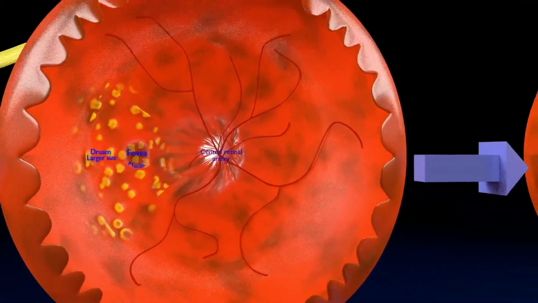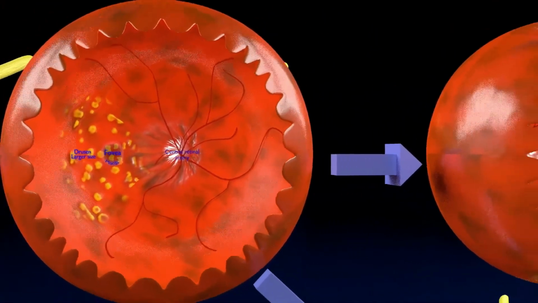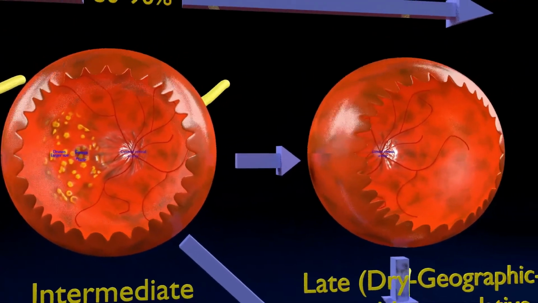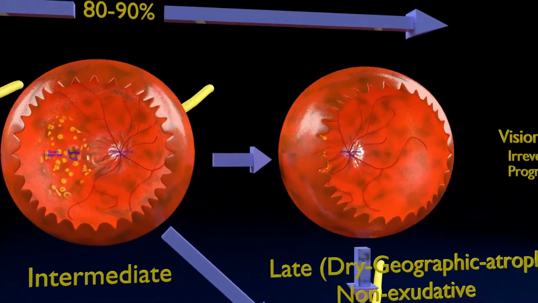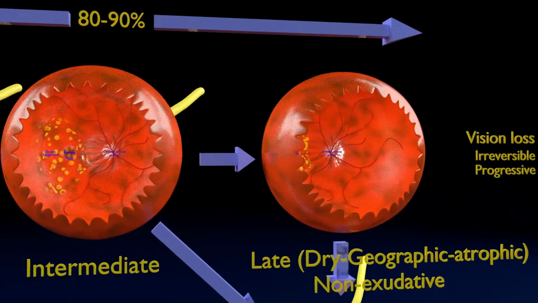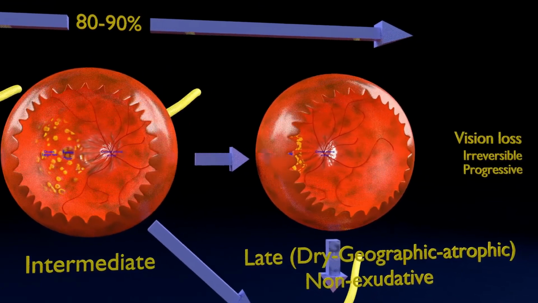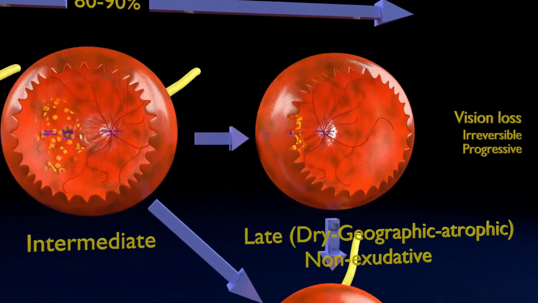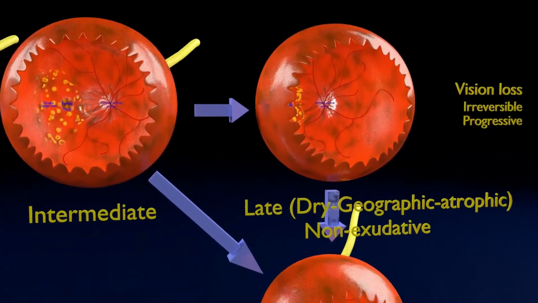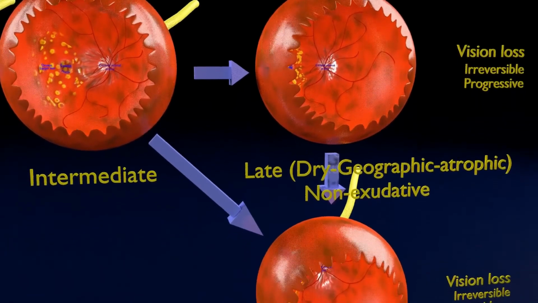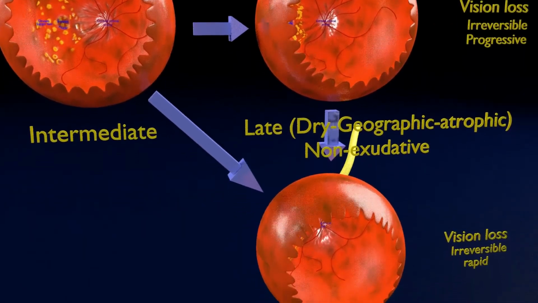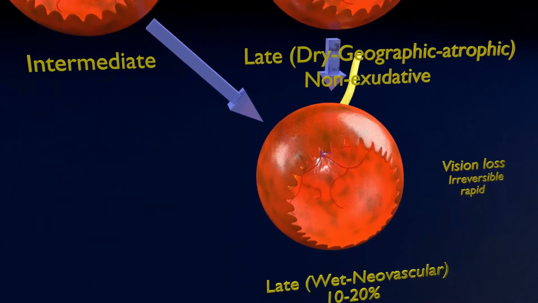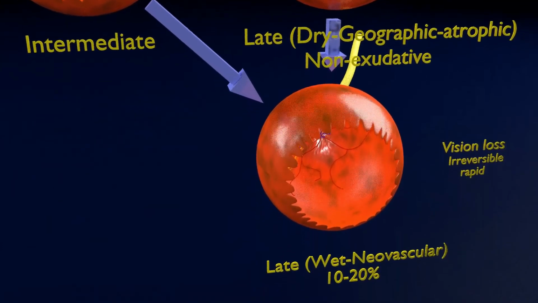After the intermediate stage, let's go to the late stage of the age-related macular degeneration. As you can see, there are two types of macular degeneration in the late stage. First one is the dry geographic atrophic non-exudative stage. At this stage, the atrophy of retinal cells is present. This stage is irreversible and vision loss is progressive, slow.